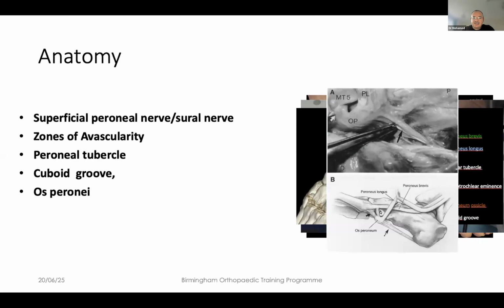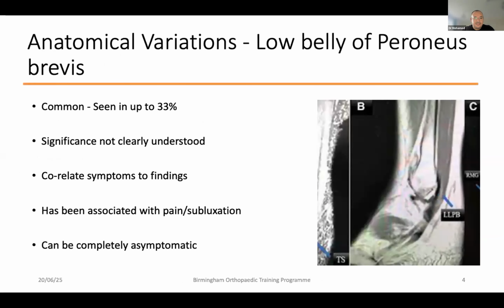So the os peroneum, as you can see, is always missed as one of the common causes of lateral ankle and foot pain. It's a sesamoid bone in the zone of avascularity of the peroneus longus, and it's not uncommon to have pain from the os peroneum.